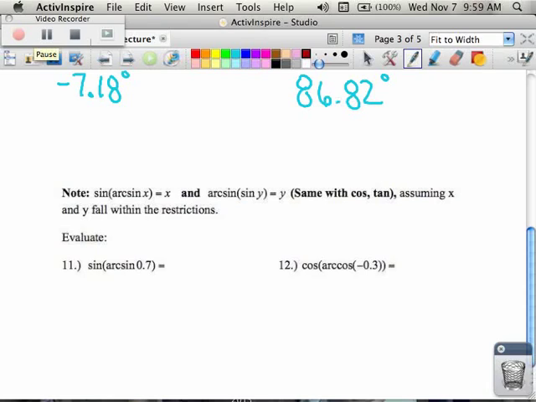Besides knowing that with inverses, you switch the x and the y, or the domain and the range, what's something else that's important about inverses? They undo each other. Very good. Look down below. I want the sine of the arc sine of 0.7.